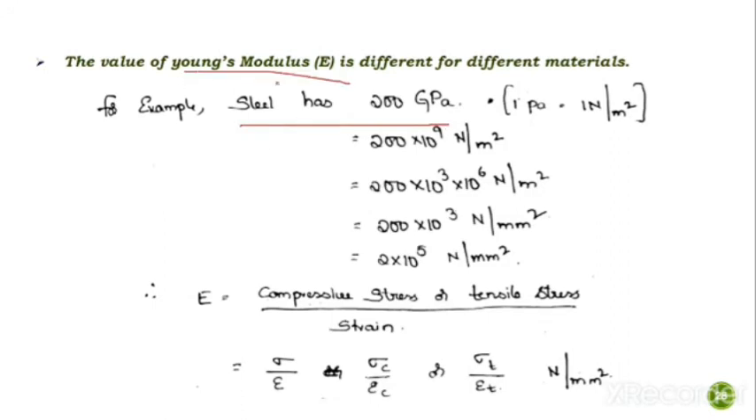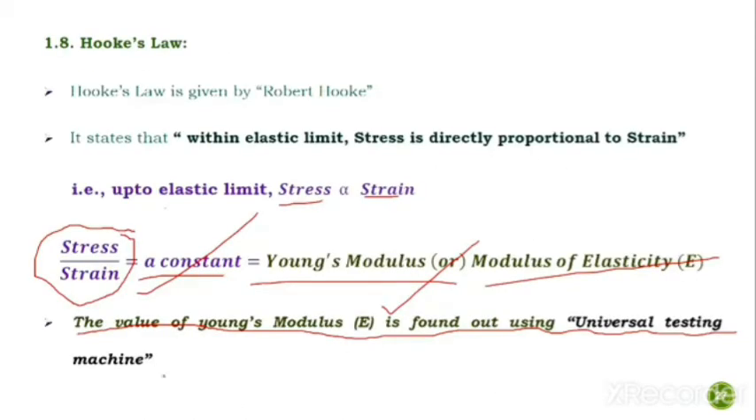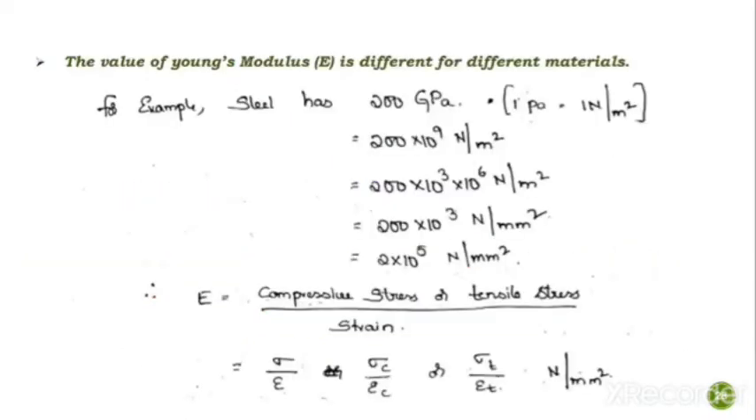Remember that this Young's modulus has the same units as stress, because Young's modulus is equal to stress by strain, isn't it? Strain has no units. Therefore, the units of stress is equal to the units of Young's modulus, right?